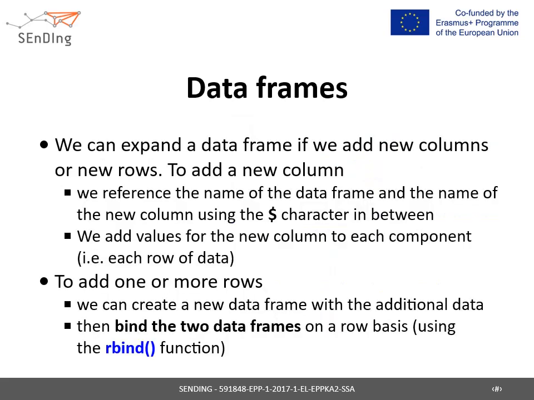The data frame can be expanded if we add new columns or new rows. We can add a new column by referencing the name of the data frame and the name of the new column using the $ character in between, and then add values for the new column to each component, i.e. each row of data. To add one or more rows we can create a new data frame with the additional data and then bind the two data frames on a row basis using the rbind function.